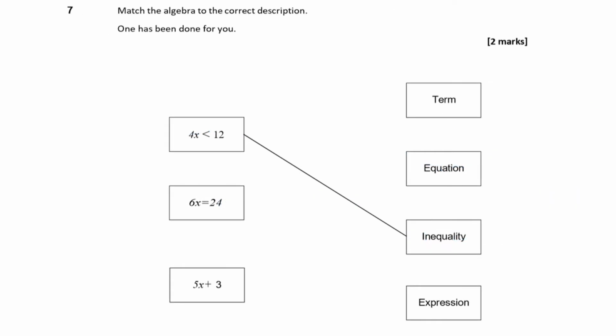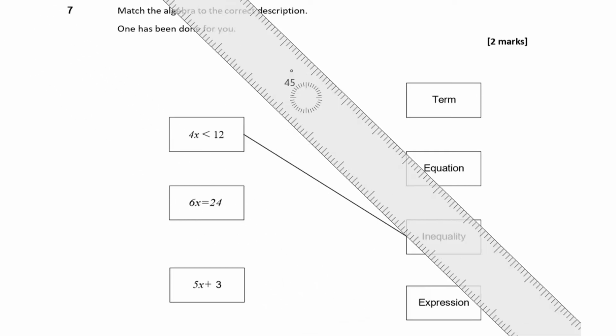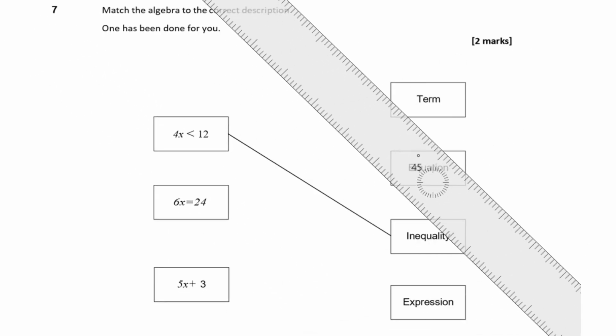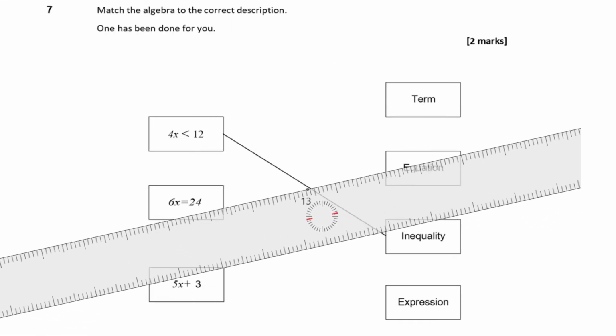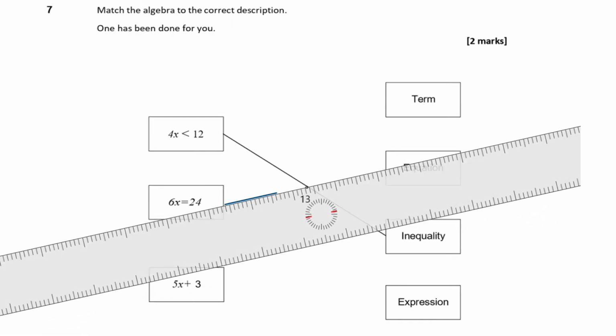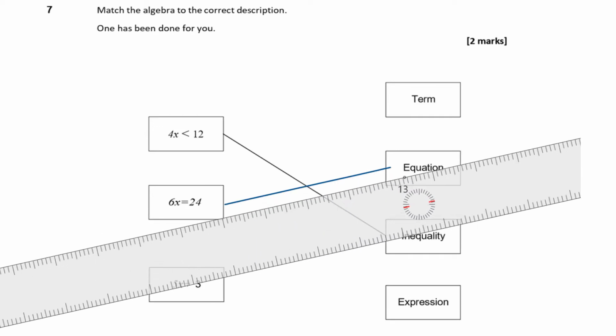Question 7, match the algebra to the correct description. 1 has been done for you. So I've got 4x less than 12, and that is linked to the inequality down there. That looks right. So 6x equals 24. You can see it's got an equal sign in it this time. It's not an equality, it is an equation. So let's link those up. That's going to be an equation.